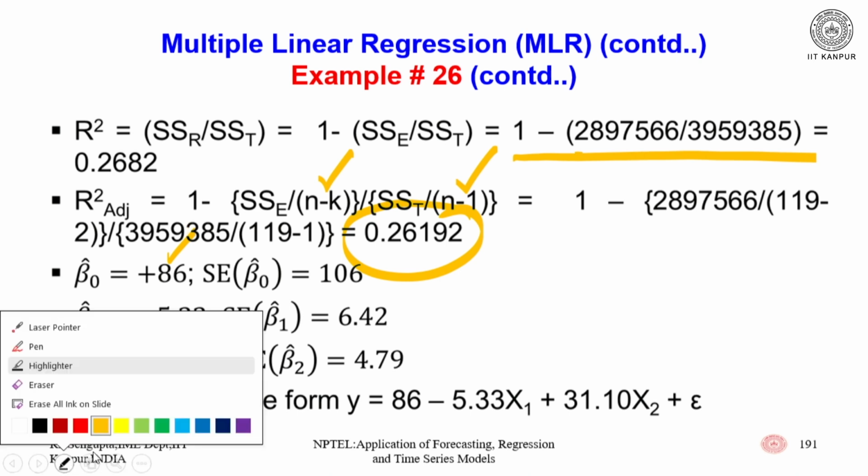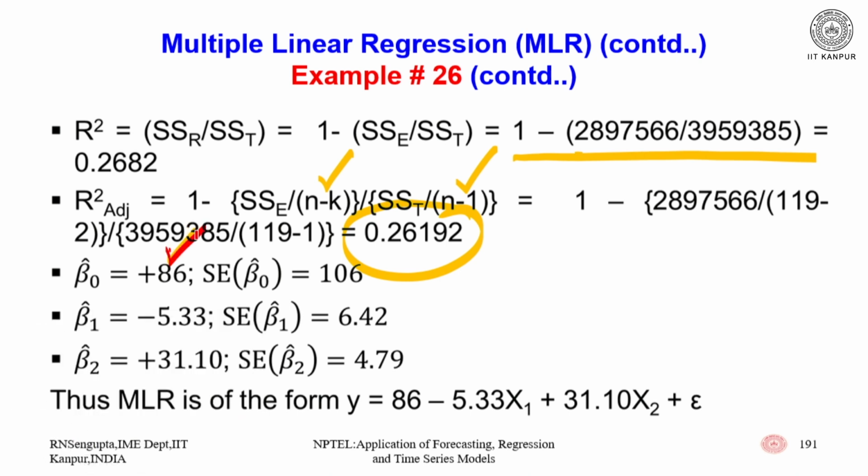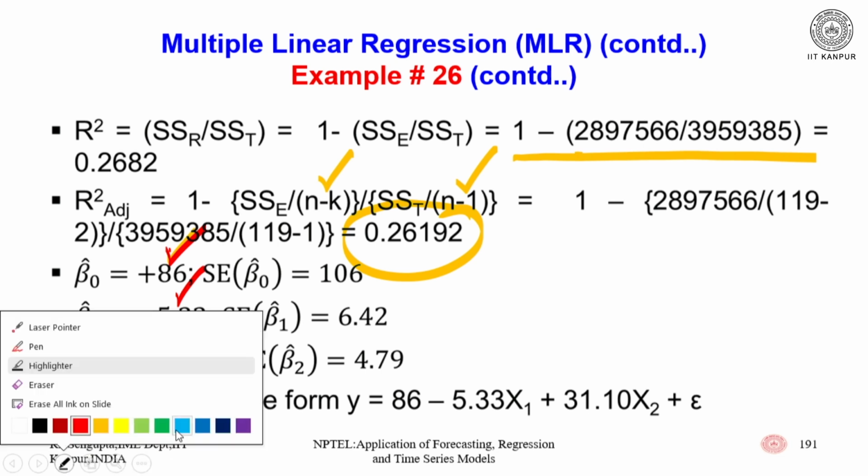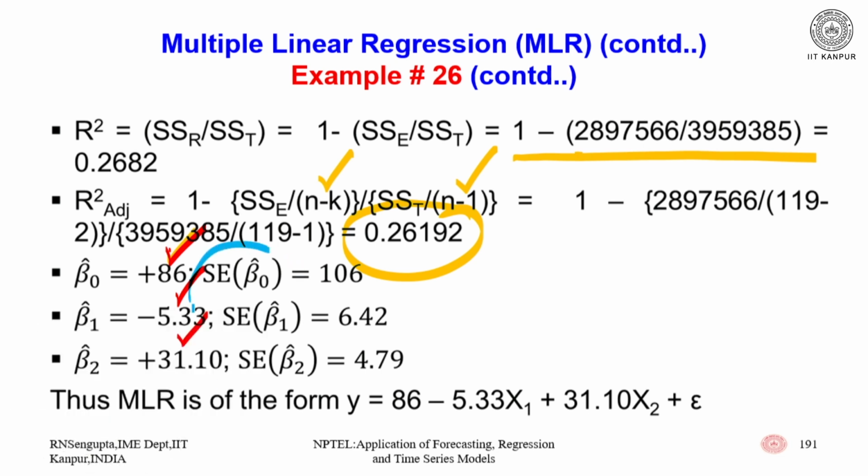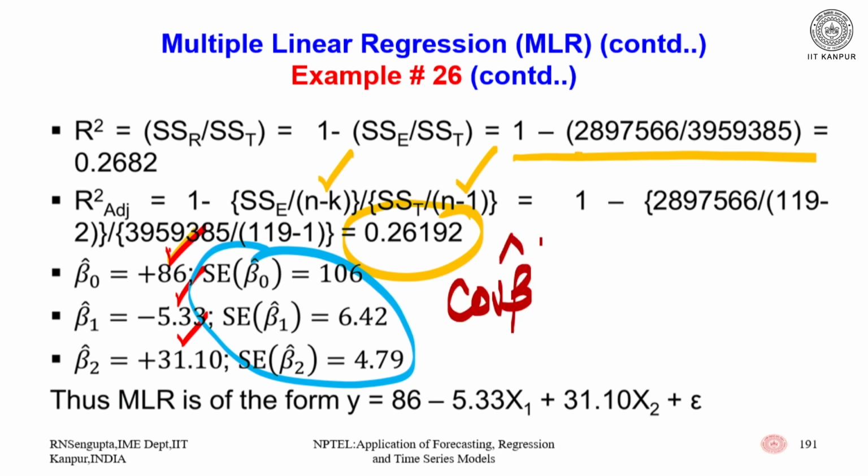I should use a different color. 8 plus 86, beta 1 is minus 5.33, beta 2 is plus 31.10, and the corresponding values of standard error which you see here, they are actually, if you remember, the covariance of beta hat.